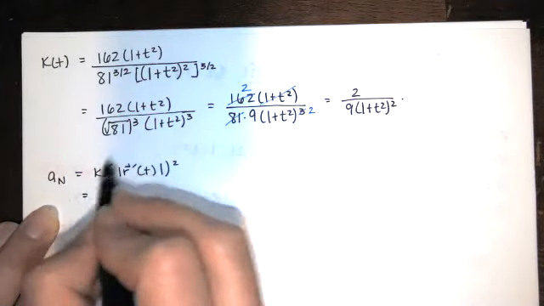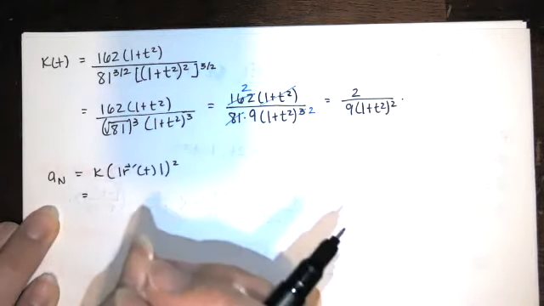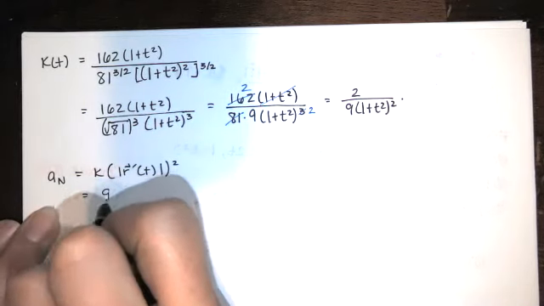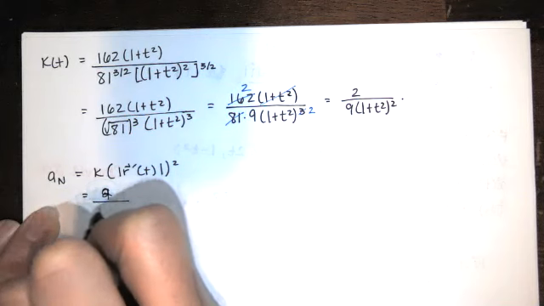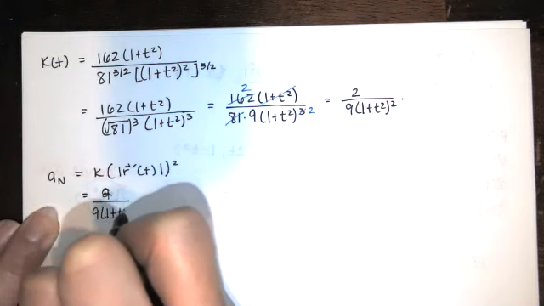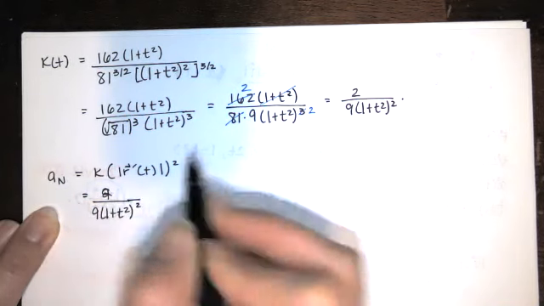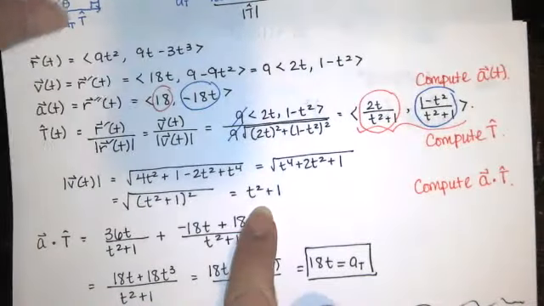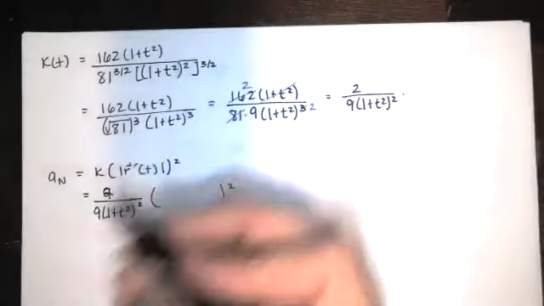And they've written this differently. They've written this as ds dt, but whenever you see ds dt, think speed, and speed is found that way. Curvature, whoops, was this 2 over 9 times the quantity 1 plus t squared quantity squared. And then speed, let's see, what was speed? It was 1 plus t squared. That works out.